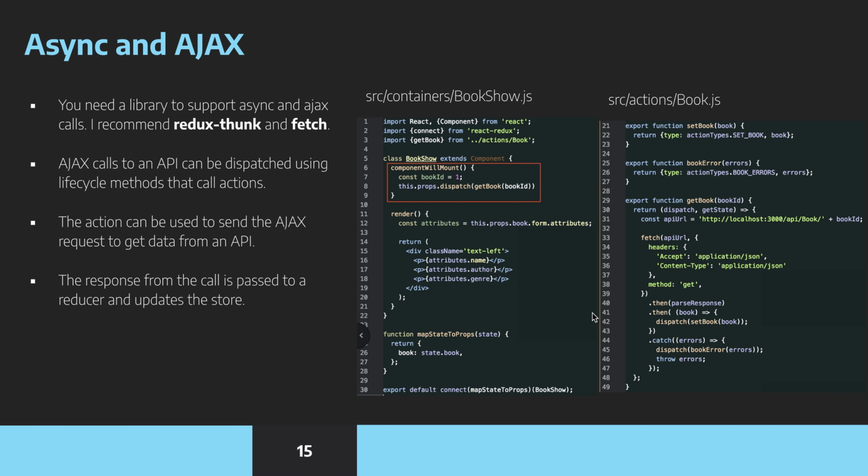So book is the response that we got back from the server, and then we dispatch set book. So from there, I'm going to dispatch another action which sets the book that I just got back from the API, and that will update the store. If anything errors, you can catch errors using .catch, and then you're going to want to dispatch another action that said, hey, I had an error, and then you want to set those errors in the store so that way you can display them later.